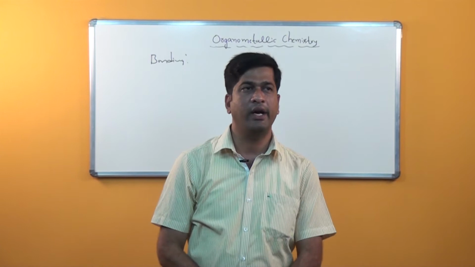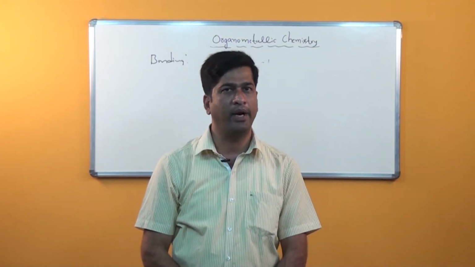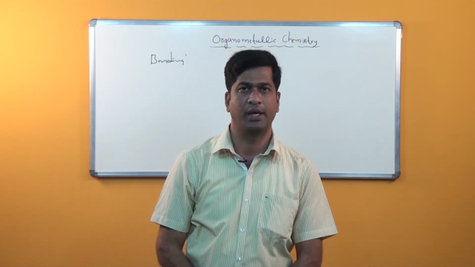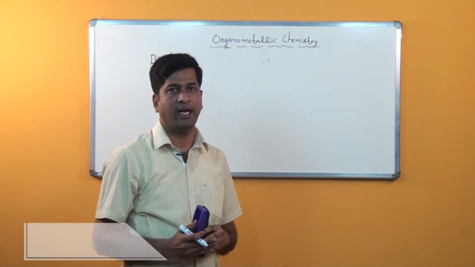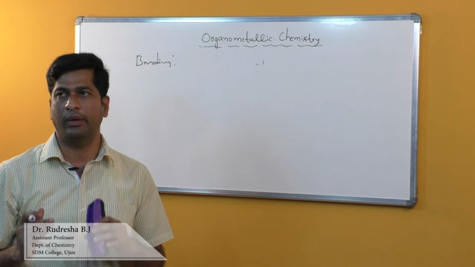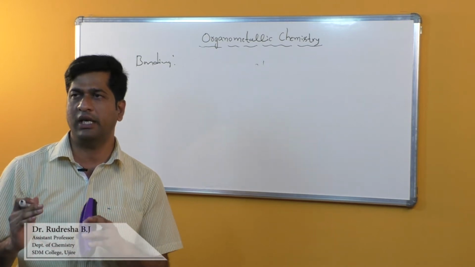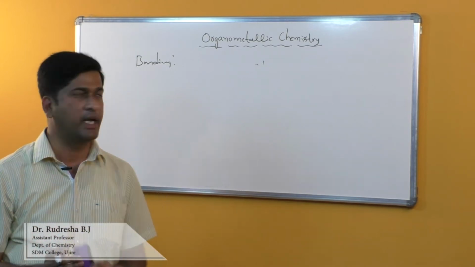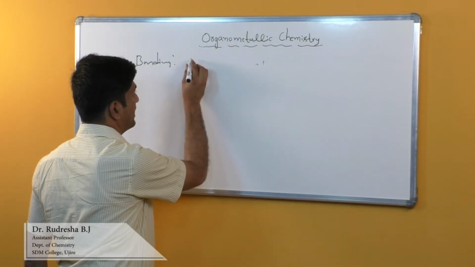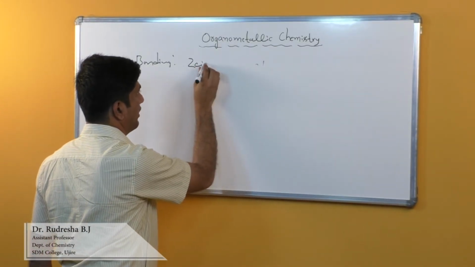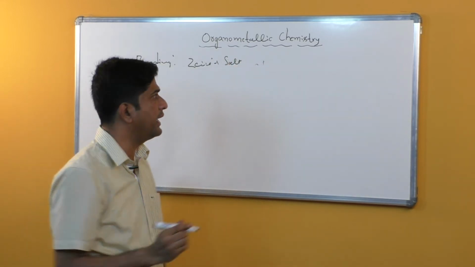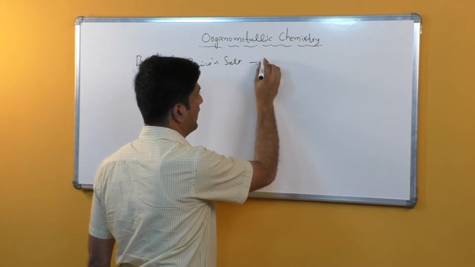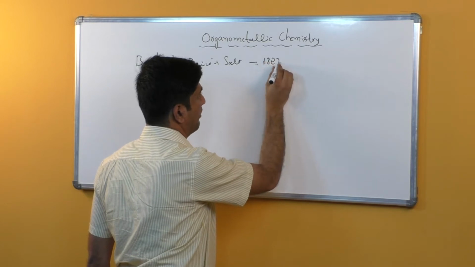Hello students, today we will discuss bonding in organometallic compounds. To explain bonding in organometallic compounds, we will take one very good and also the first discovered compound, Zeise's salt. This compound was discovered long back, in the year 1827, by Zeise.